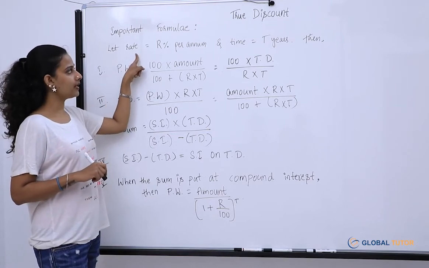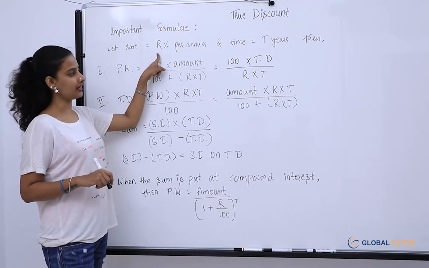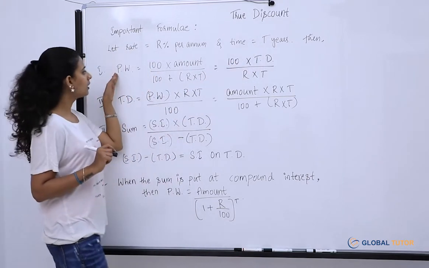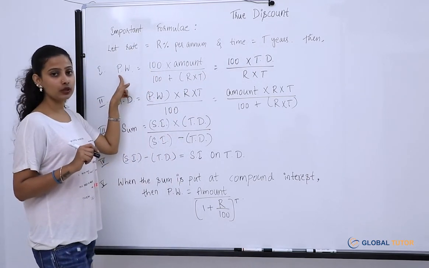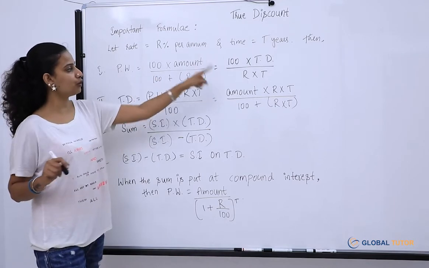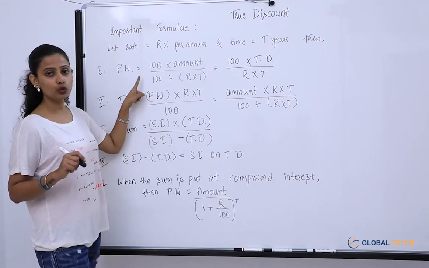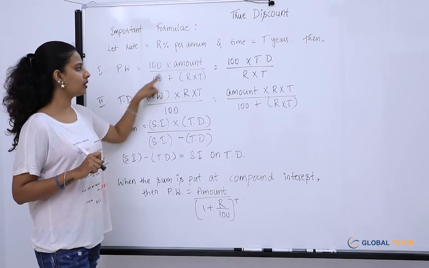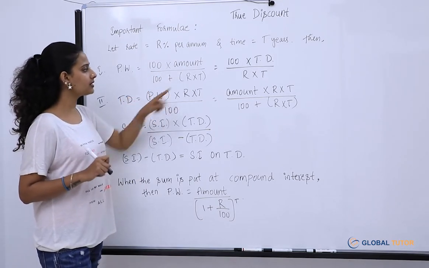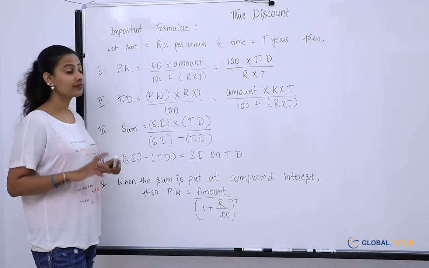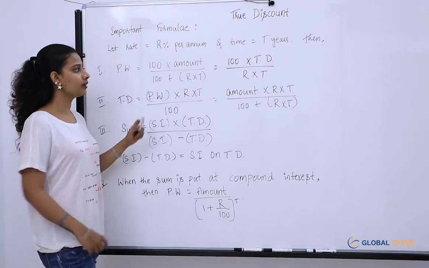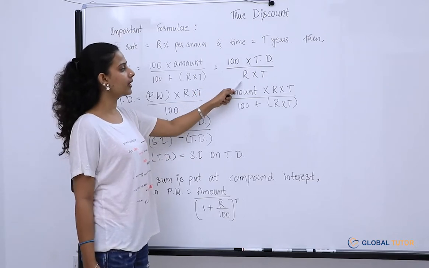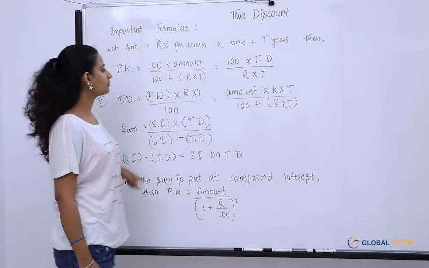Let rate be R% per annum and time be T years. Then to find out the present worth PW, there are two formulae. One is if you know the sum amount, that is 100 into amount divided by 100 plus R into T. In case you know the true discount, then it is 100 into true discount divided by R into T.